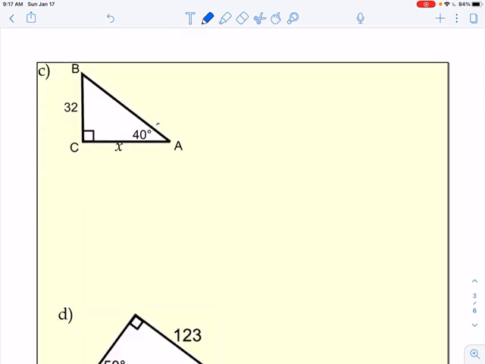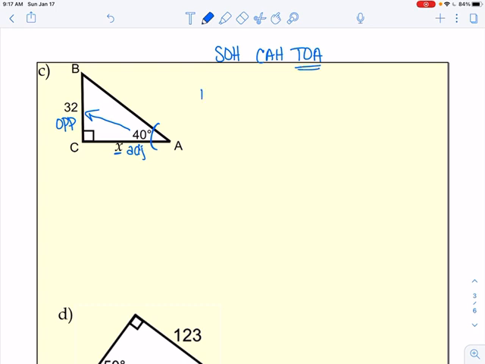Okay, for C, we have this angle 40 here. Again, I'll write my SOHCAHTOA across the top. Okay, and then with relation to 40, 32 is going to be directly opposite that, and x is right next to it, so it's going to be the adjacent. So I have opposite and adjacent, so this time we're going to have the tangent.